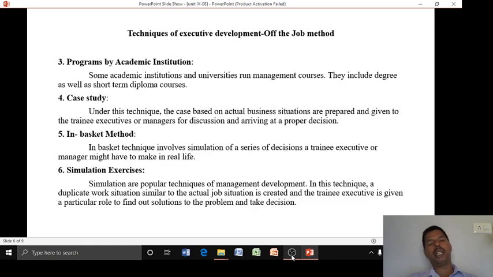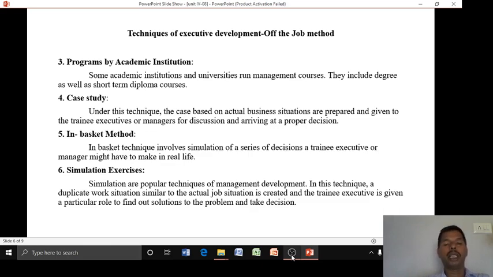Next, fifth one, in-basket method. In-basket technique involves a simulation of a series of decisions a trainee executive or manager might have to make in real life. So in real life, they are forced to take such kind of decisions so that they will be capable of handling or taking decisions whenever it actually occurs.